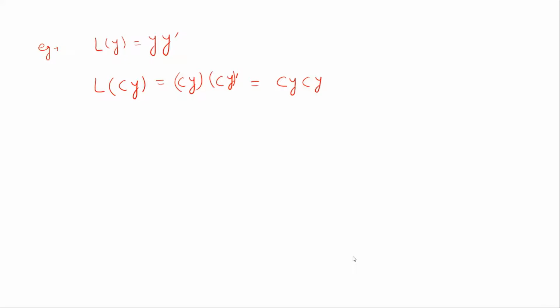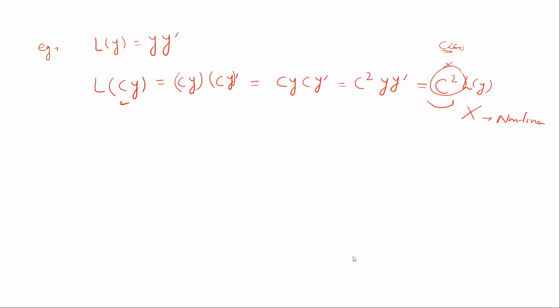We can see an example: suppose L of y equals y times y prime. Then L of cy, replacing y with cy, is c times y times (cy) prime, that is c times y times c times y prime, which is c square times y y prime. So it is c square times L of y. Here we give the input cy and get the output c square times L of y, so this is non-linear. Instead of c square, if it were c times L of y, then it would be linear. Otherwise it is non-linear. So this is an example of a non-linear case.